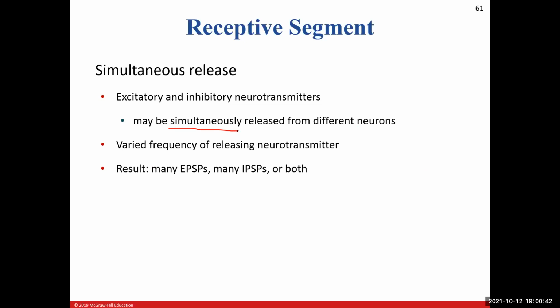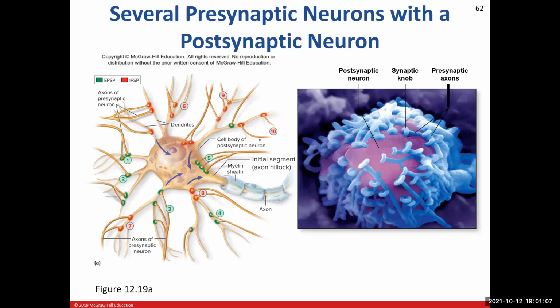But what we'll see is, it could be all EPSPs, it could be all IPSPs, or it could be a mixture of both. If it is a mixture of both, then we have to start to do a little bit of accounting, and cancel IPSPs and EPSPs out with one another. So again, we're going to see this simultaneous release occur. And this picture shows a great example. I love this electron micrograph slide here. It's pretty cool.